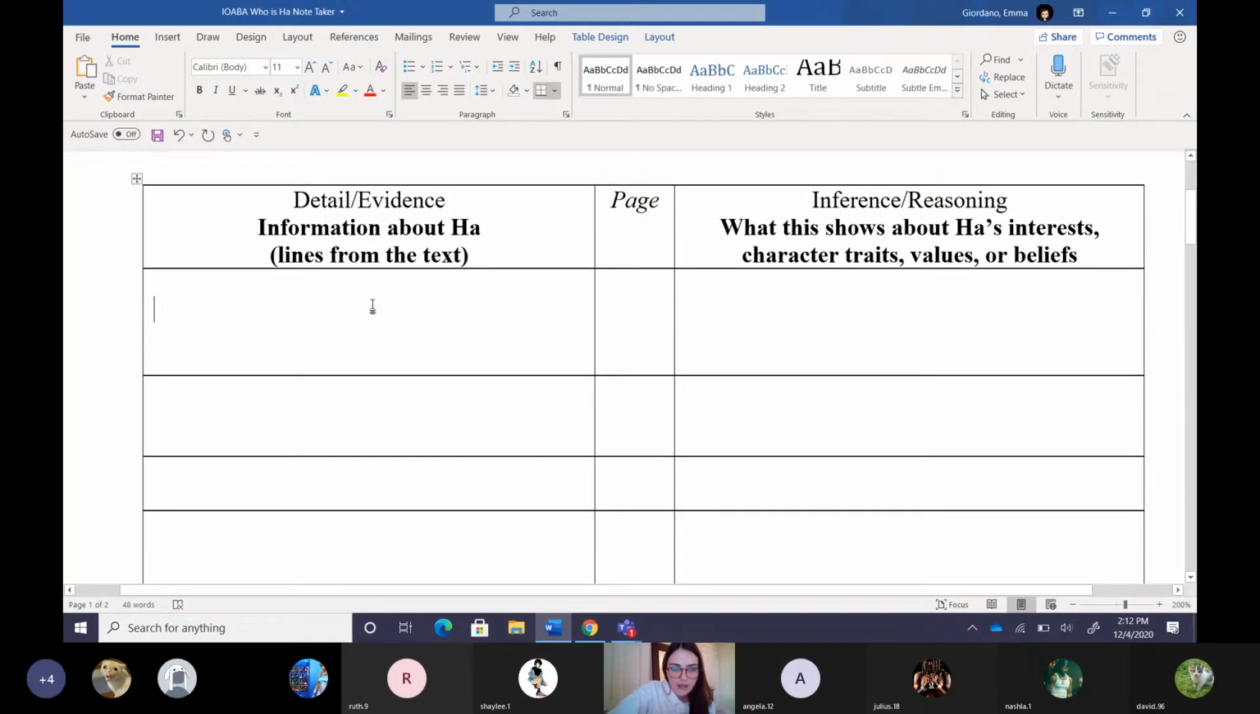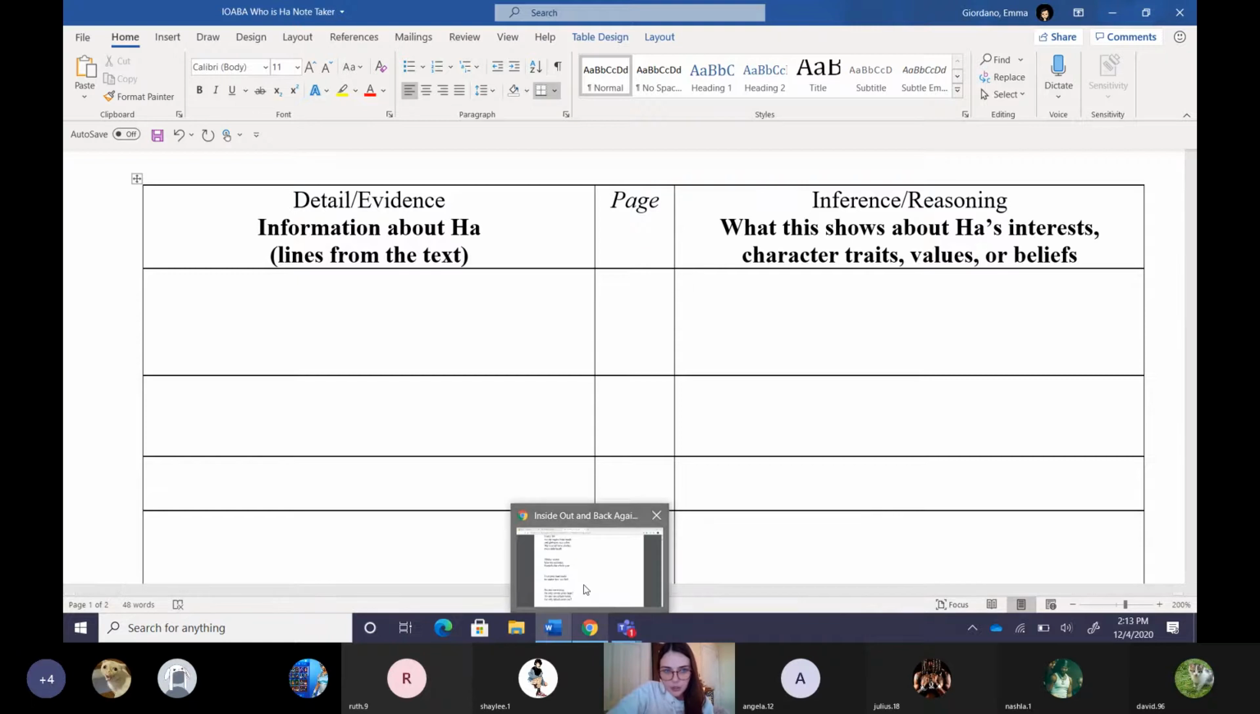On the left side of the note taker, as you'll see on my screen, that's where we put the evidence from the text, the detail. Anything that gives information about Ha, her family, who she is, goes on the left. On the right side, that's where we make our inference based on the evidence. That's where we talk about what it shows. So basically the left side is the evidence, the right side is the analysis.